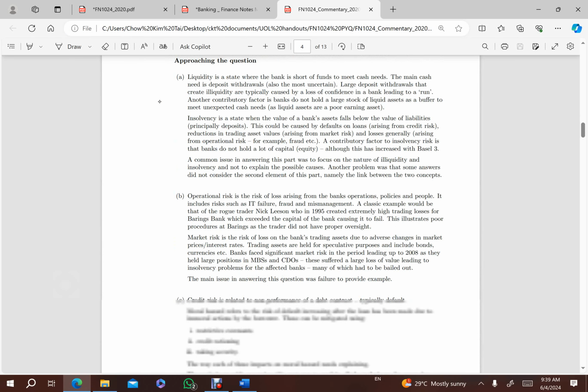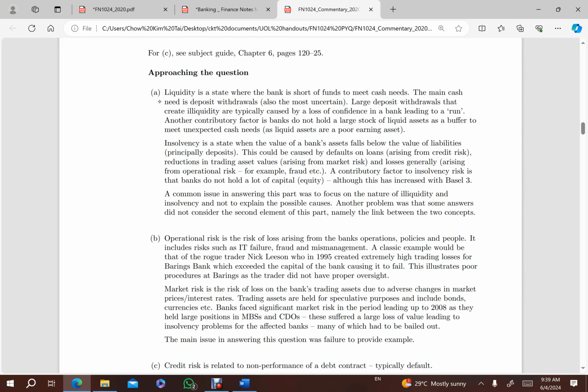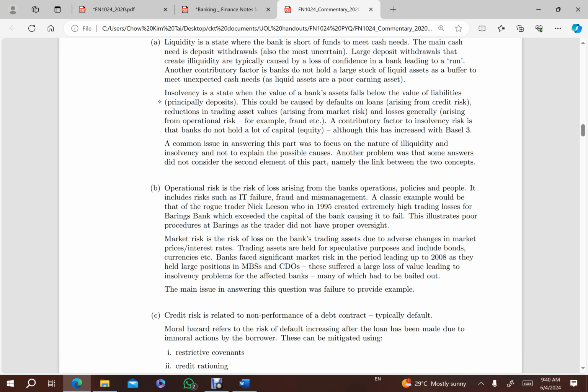So question 1, this commentary was quite detailed. So liquidity, when the bank is short of cash, see. So depositor withdrawal, bank run. Okay, insolvency arises from credit risk, that many borrowers default. Okay, or the bank asset value falls. Bank suffering operating loss. Okay, operational risk. So okay, operating risk, market risk also explained here.